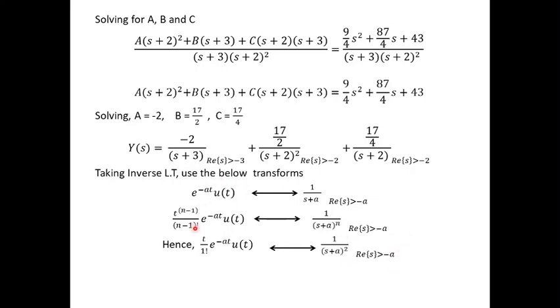So based upon this, we can apply these two formulas and determine y of t equal to minus 2 e power minus 3t u of t plus 17 by 2 t into e power minus 2t u of t plus 17 by 4 e power minus 2t u of t, which specifies the output response of the system, which is nothing but y of t.